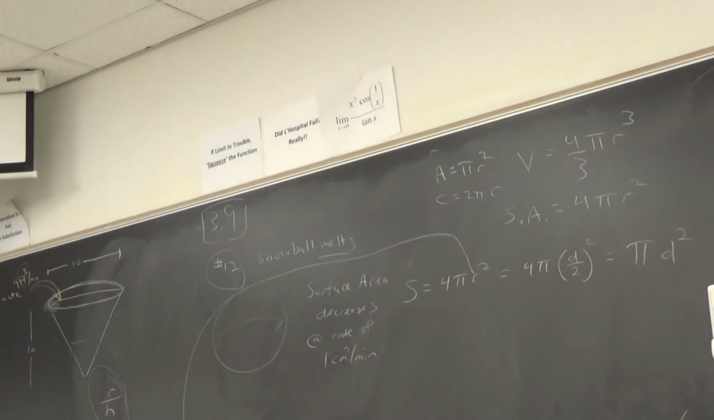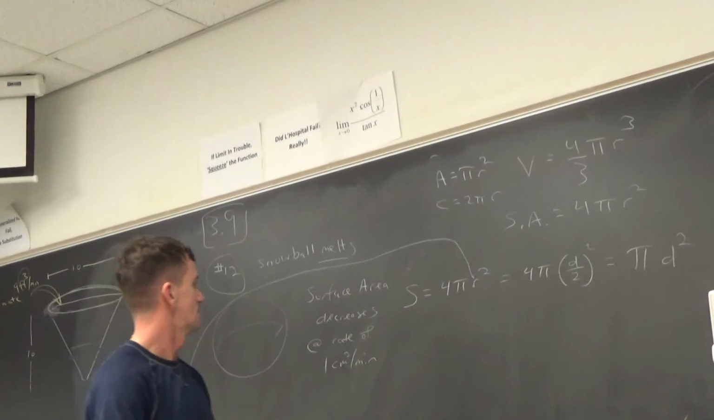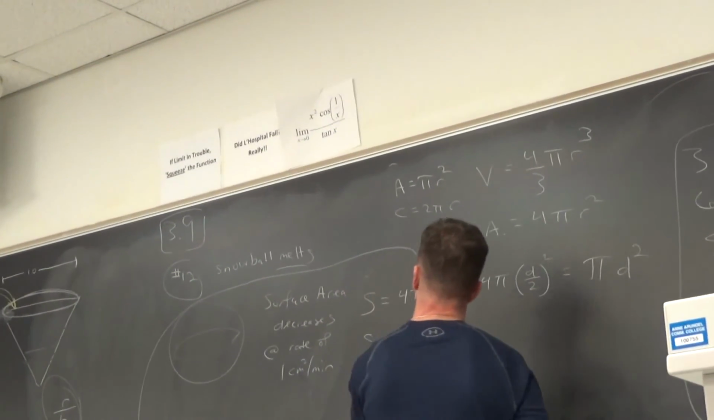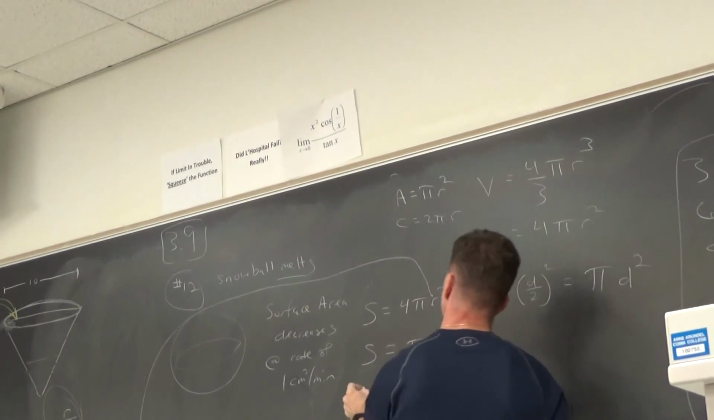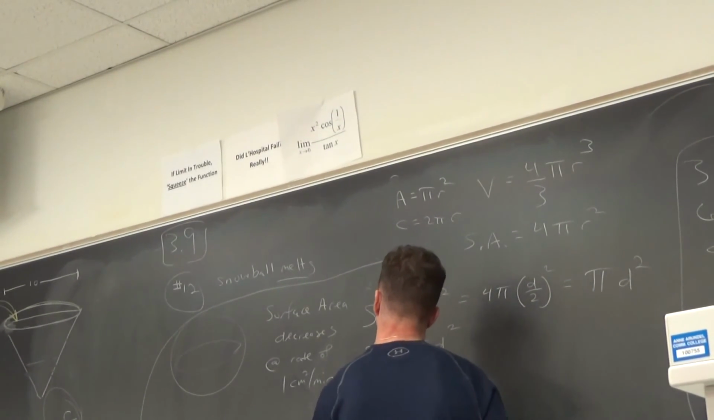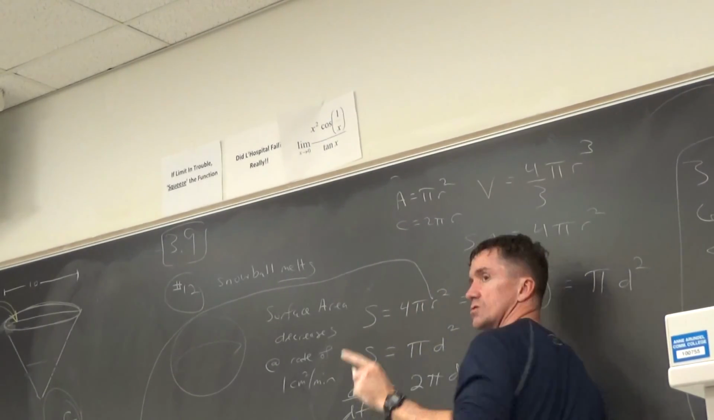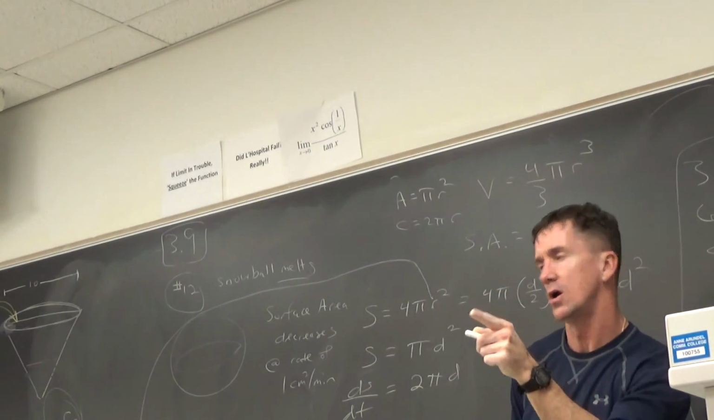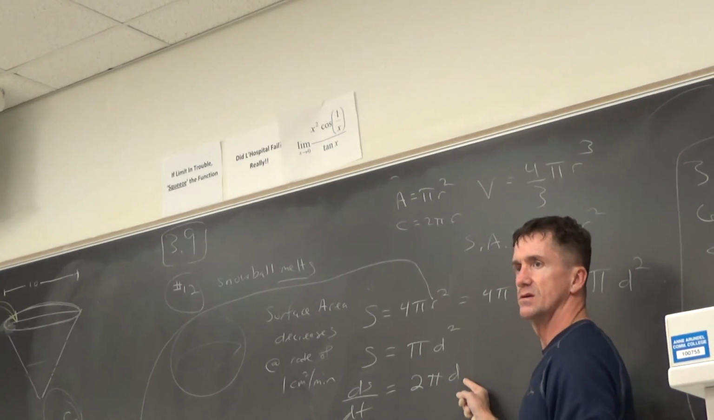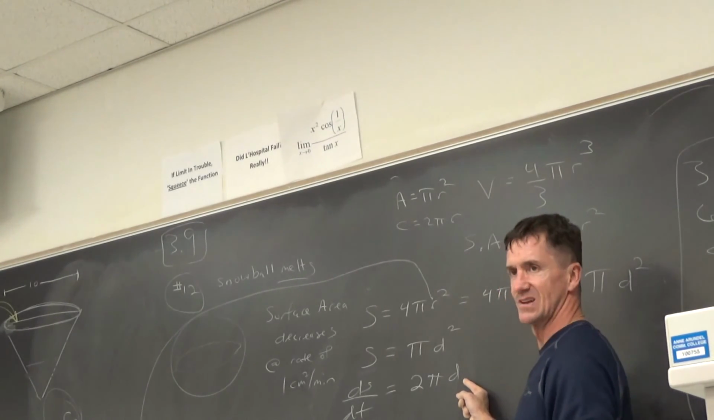It's just pi d squared. All right. Now we're going to differentiate that with respect to time. dS/dt equals 2 pi d times dd over dt. And what do I write right next to it? dd/dt.